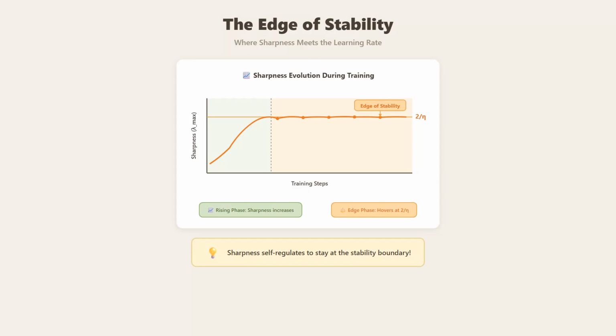This is the edge of stability regime. The network is training at the very boundary of what should be stable, constantly teetering on the edge of instability, yet never actually falling over. The sharpness seems to self-regulate, as if the training dynamics are automatically adjusting to stay at this critical point. This observation fundamentally changes how we understand gradient descent in deep learning.